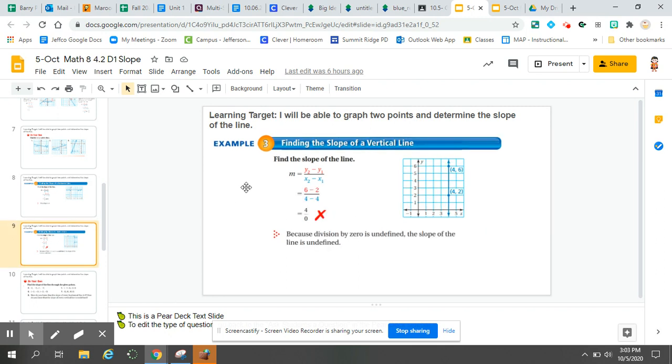Here's another example of finding the slope that's with a vertical line. When we have a vertical line, we call it an undefined slope, meaning that it is no longer a slope at all. We call it undefined. No slope.